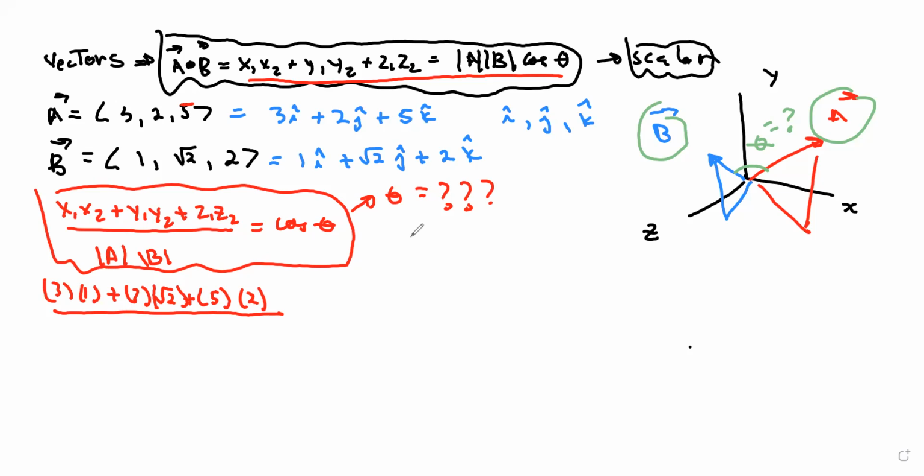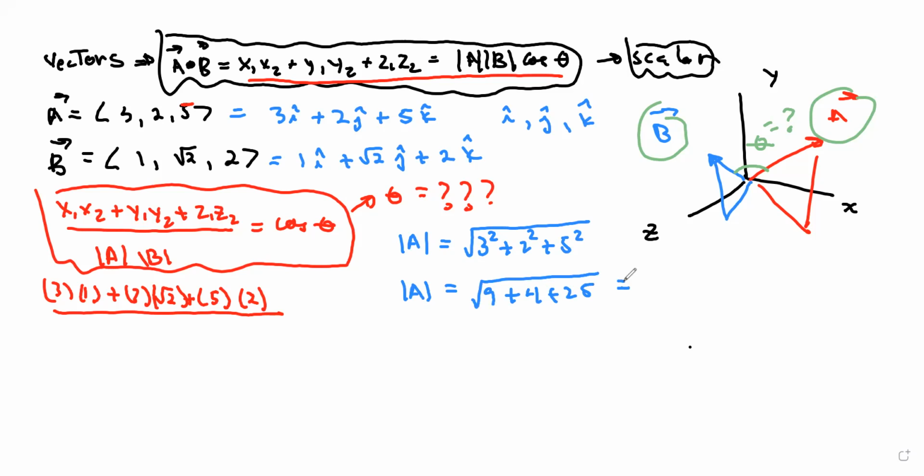Let's get the magnitude of A. A magnitude is going to be 3 squared plus 2 squared plus 5 squared, and then we get the square root of all that. So A magnitude is going to be equal to 9 plus 4 plus 25, and then you get the square root of that. If you do this math, that's going to throw you the square root of 38, which is 6.16.